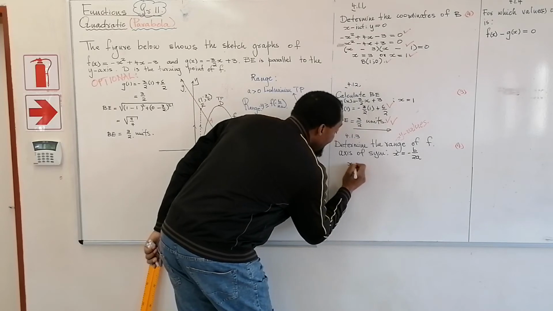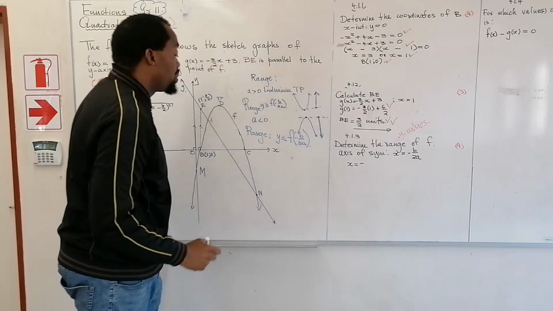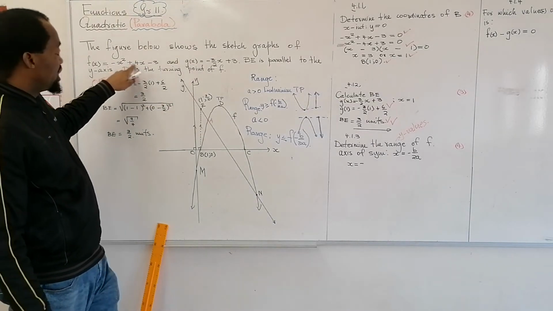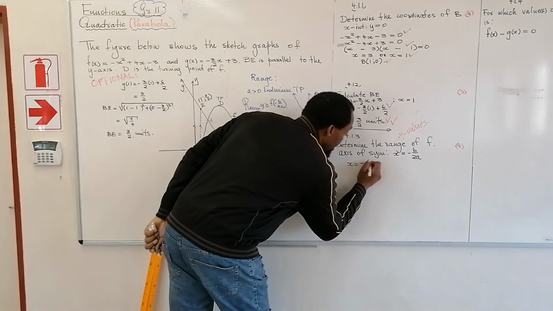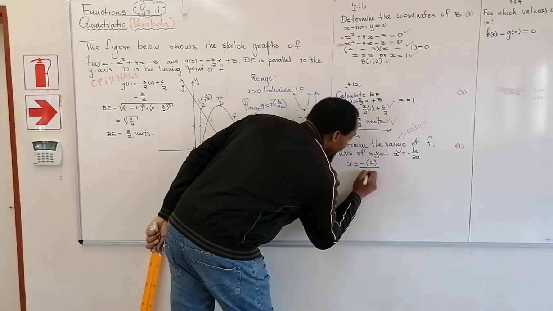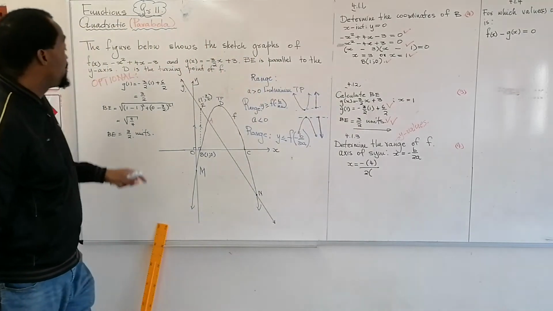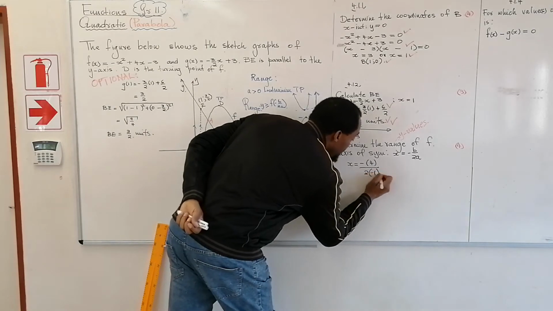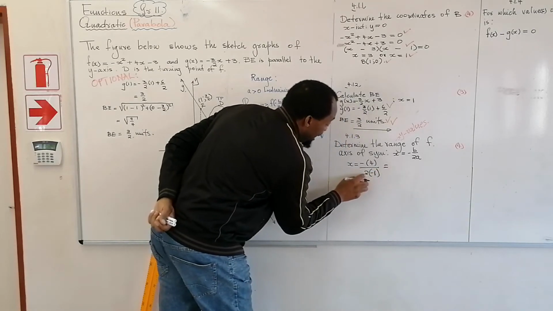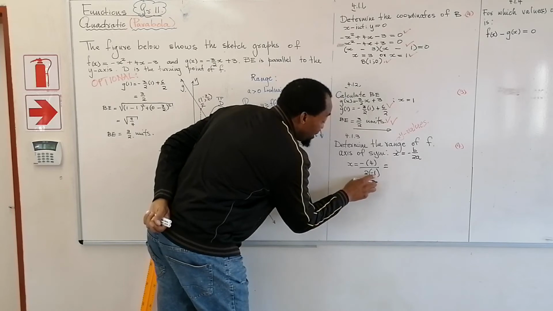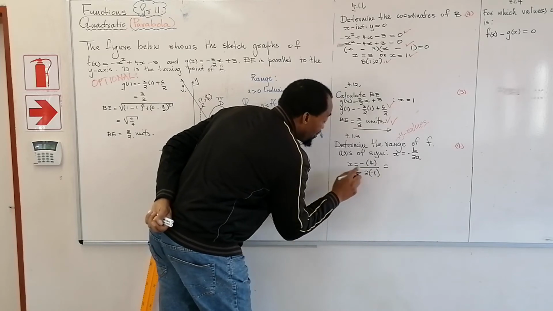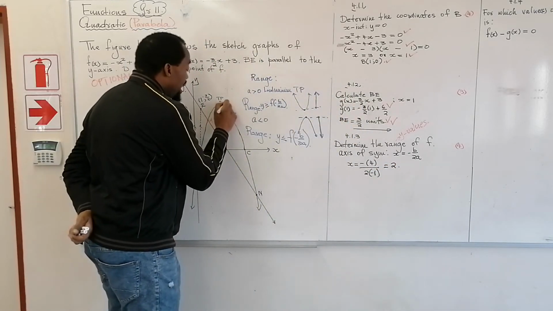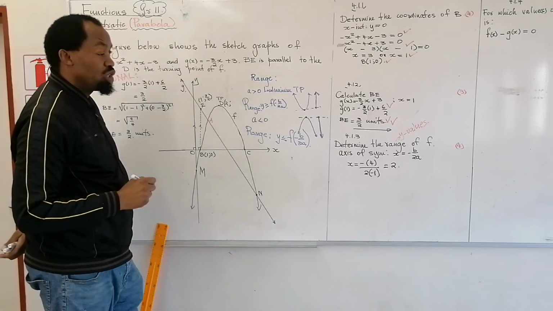Then I determine the x value of the turning point. b is the numerical coefficient of x, which is plus 4 in this case. It would be minus 4 divided by 2 multiplied by a. My a is minus 1. I multiply this by that, I get negative 2. Negative 4 divided by negative 2 is 2. Now that means the x coordinate of the turning point is 2.